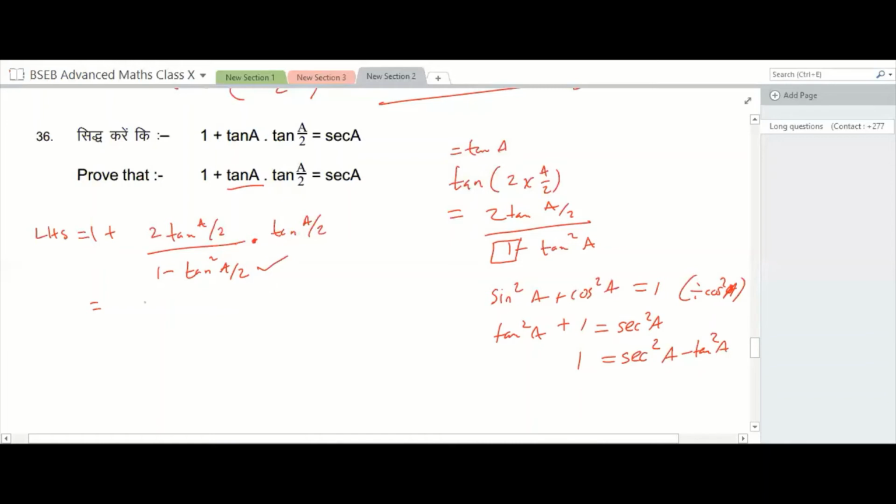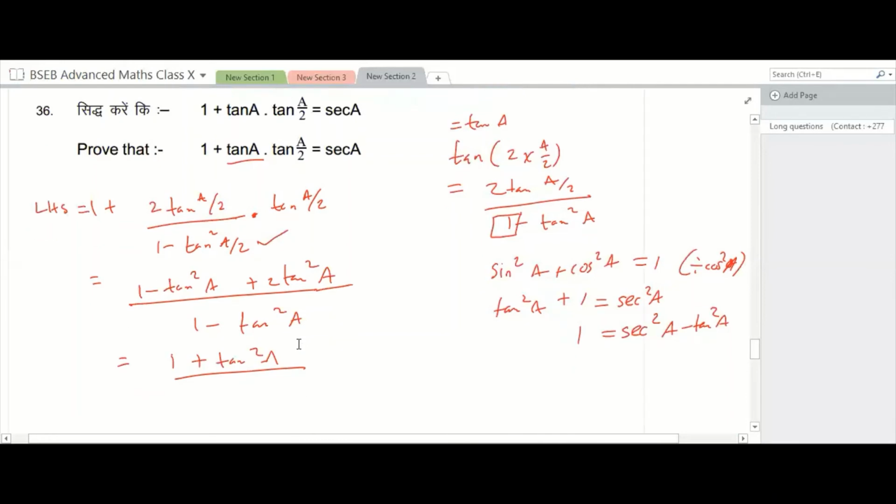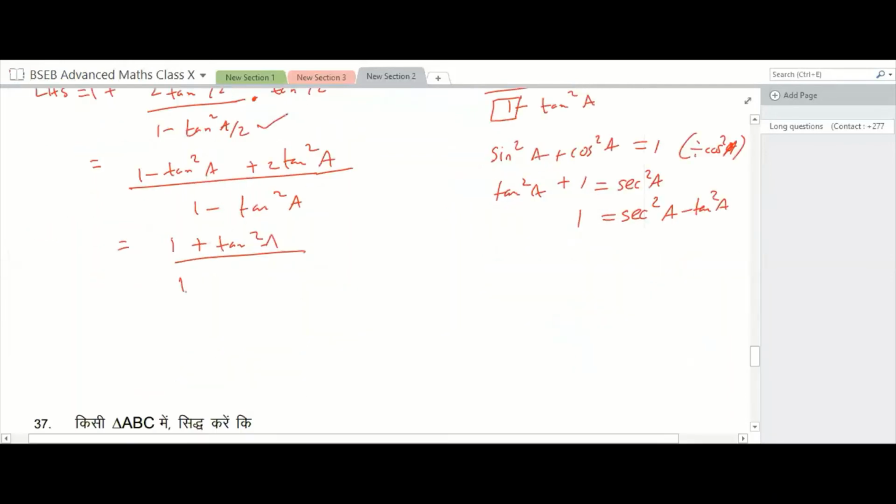So what we can do on top is simplify this. So we can say 1 minus tan squared A plus 2 tan squared A over 1 minus tan squared A, which is equal to 1 plus tan squared A over 1 minus tan squared A, with all the angles being A over 2.